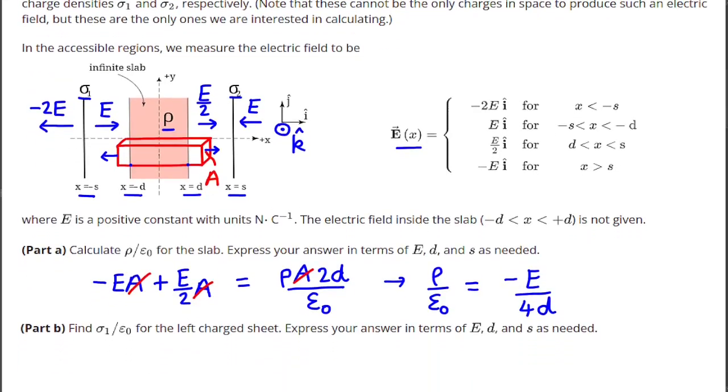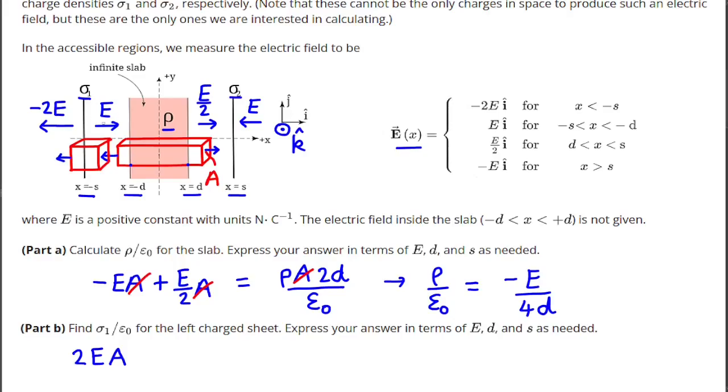And now we'll go to part B, where we're asked for the ratio of the areal charge density of the left charge sheet to epsilon naught. So here we can take our Gaussian surface to cut through these two regions. So it looks something like this. So we have the flux through the left surface being positive 2E multiplied by the cross-sectional area, because the electric field acts in the direction of the normal to the surface.